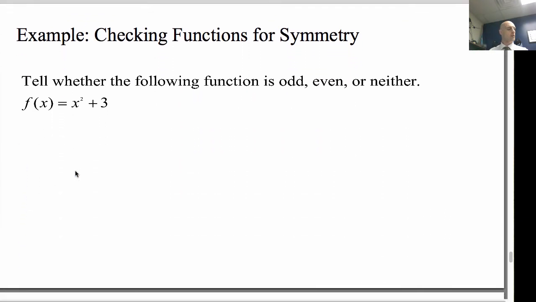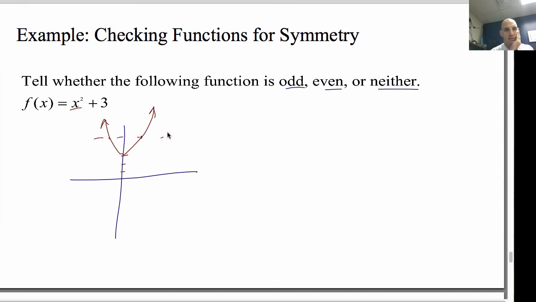Okay, so when we check a function for symmetry, here's what we can do. We're going to call it odd, even, or neither. And what I can do is I can graph this. And if you know about functions, you know that this is a parabola that's been moved up 3. So 1, 2, 3. If you didn't know that, you will know it very soon because we're going to study that in the next section. But you can graph it on your calculator. And so it's x squared plus 3, so it's moved up 3. Well, obviously we see that I've got this symmetry here. I could fold it over. So it looks like it's an even function.